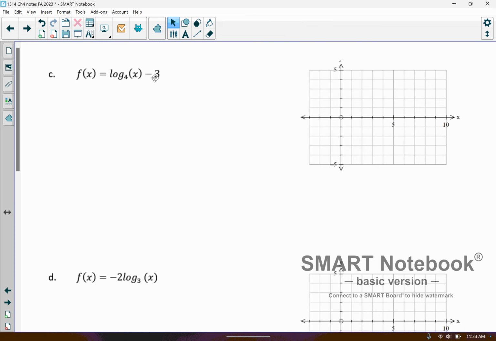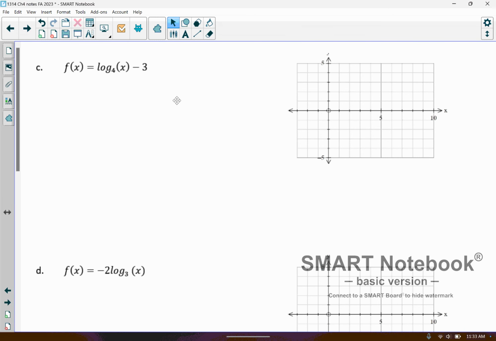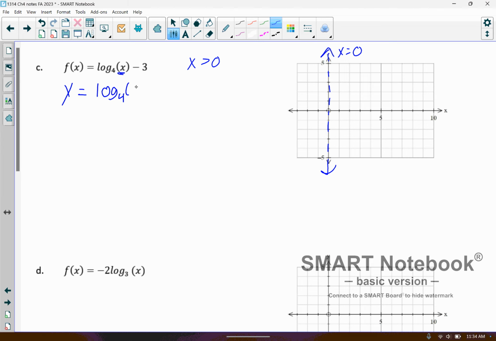So looking at example C here, what we're going to do here is let's go ahead. The domain here is going to be x is greater than 0, so that's where my vertical asymptote is going to be, at x equals 0. And then we're going to change this to y equals log base 4 of x minus 3.